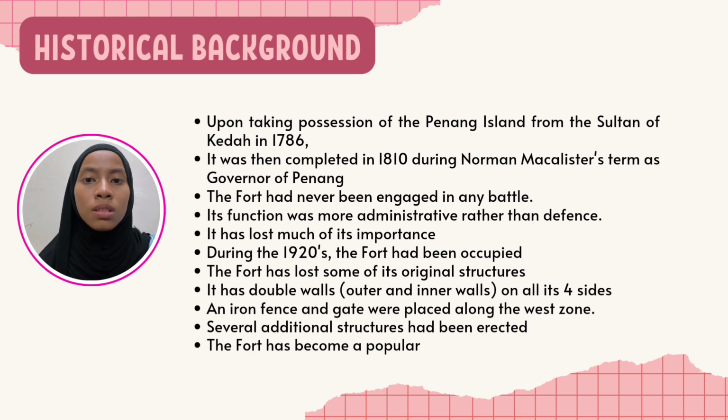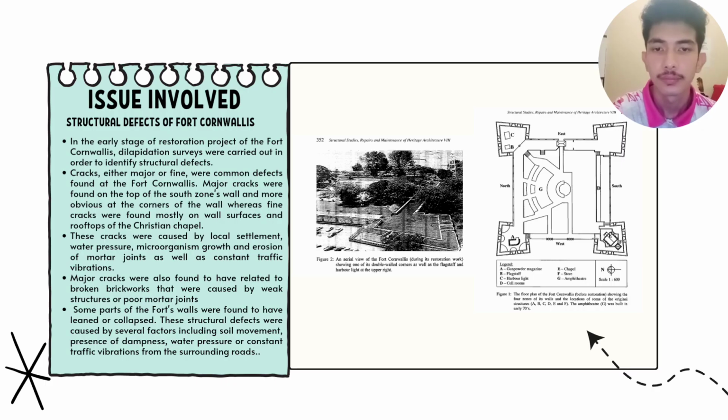In the early 1970s, several additional structures were erected inside Fort Cornwallis, including a modern amphitheater, souvenir shop, and toilet to promote cultural activities and heritage tourism. Since then, the fort has become a popular destination among local and foreign tourists.